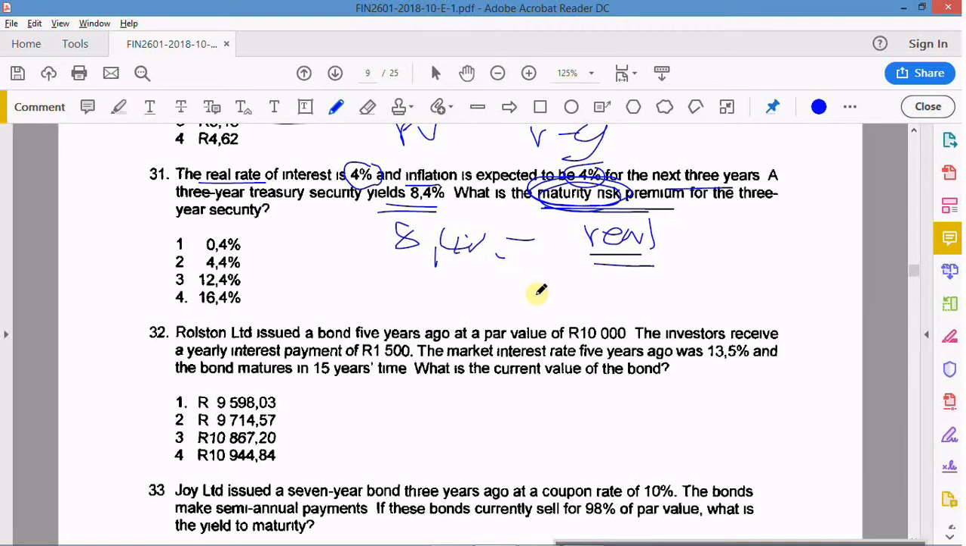So we'll have to Google it. Can you Google it on your phone quick while you've got that? To me, this would be 4.4. If it's maturity risk premium for the 3-year security, you're looking at the maturity, which is over 3 years. So it's definitely 8.4%. The inflation is 4% and the real rate of interest is 4%. So the nominal would be real plus inflation, so 4 plus 4. So it might be option 1, but let's just check. What am I Googling? Just maturity risk premium formula. Yeah, this is different. It's not in the textbook, so we're going to have to search for it and check what the formula is. I think it's option 1, but let's just check.